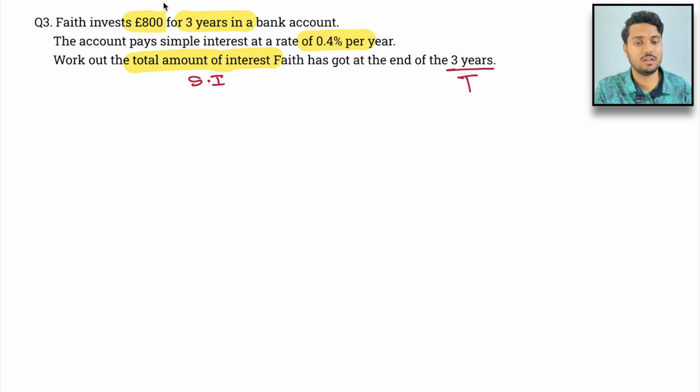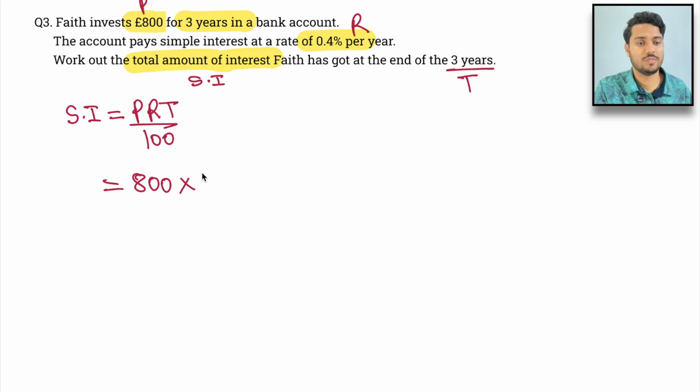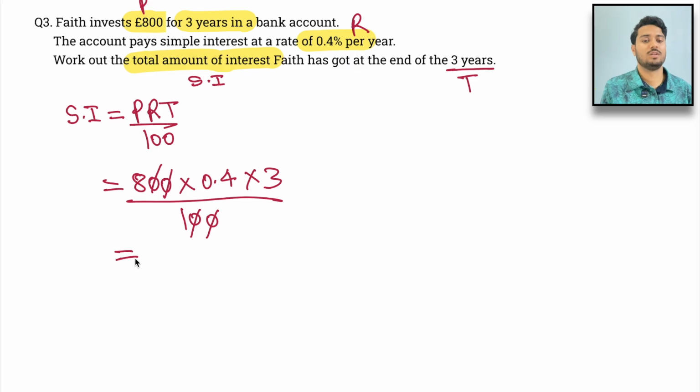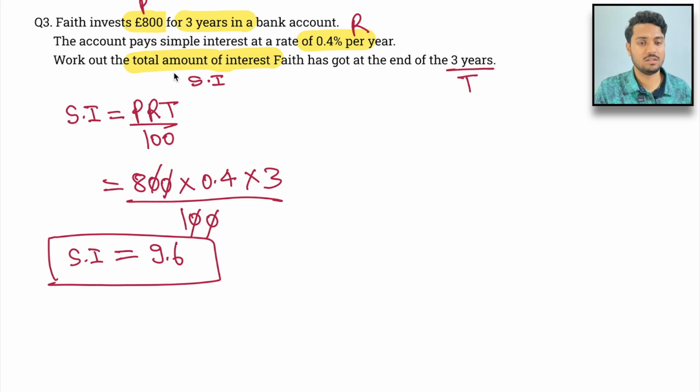So this is the time period. This is the principal amount. This is the time period already given. This is the rate of interest. So let's try to solve it. Simple interest is P into R into T upon 100. Let's substitute the values. 800 into R, that is 0.4 multiplied by time period 3 divided by 100. So 0, 0, 0, 0 cancel out. Let's multiply 8 into 0.4 into 3 and the answer is 9.6. So he will receive 9.6 pounds as the total amount of interest at the end of 3 years.